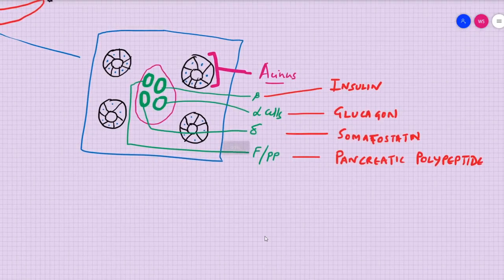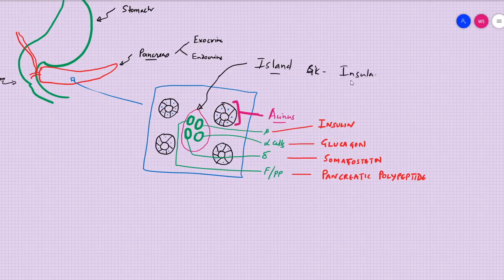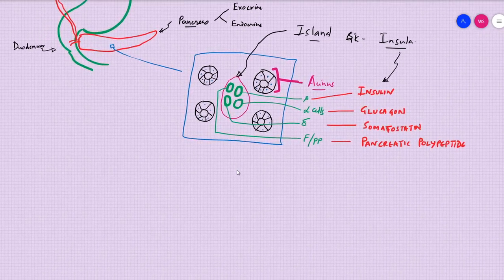Okay. So now if we look at this diagram, we would notice that this area kind of looks like an island. Island in the Greek is called insula. So it's from insula that the word insulin has been derived. Okay, so that's just a small trivia.